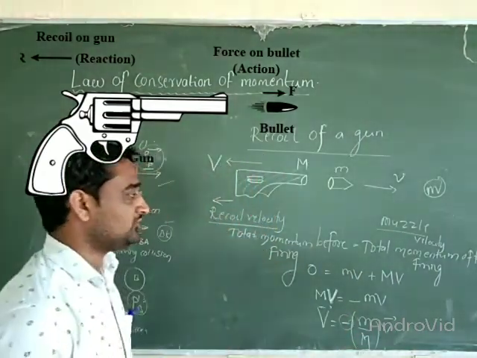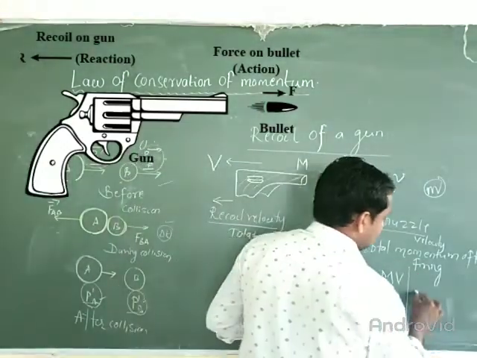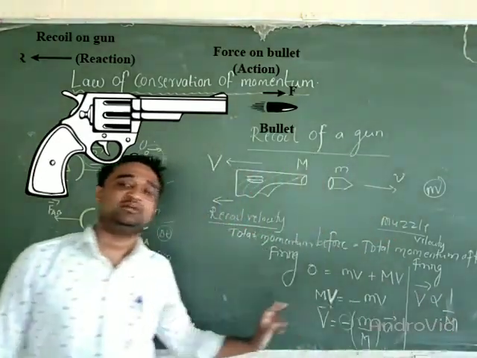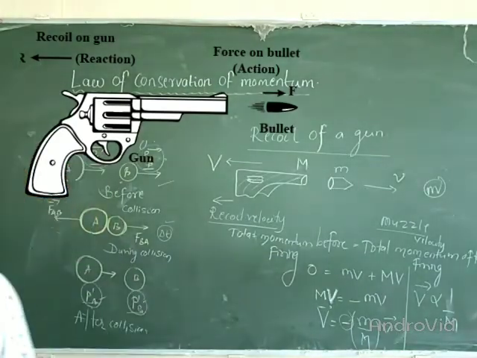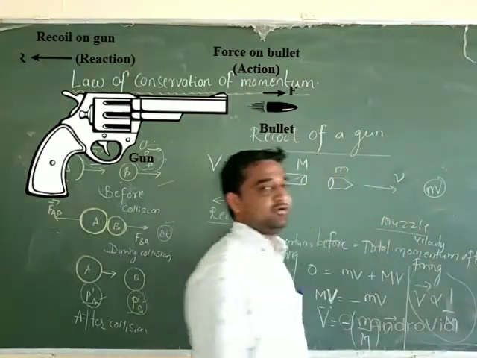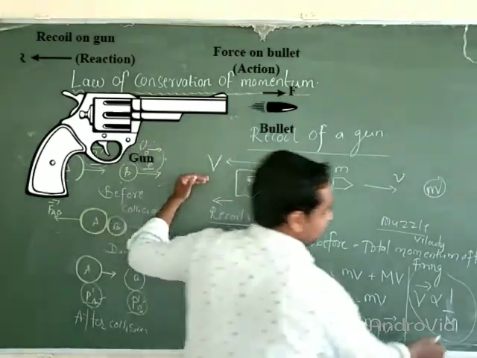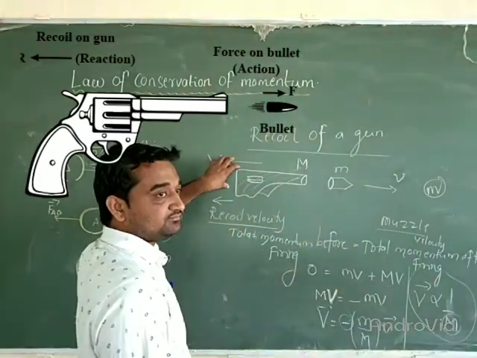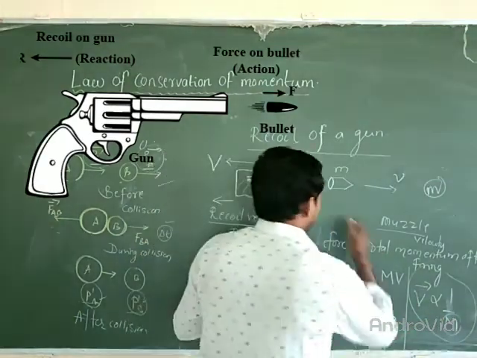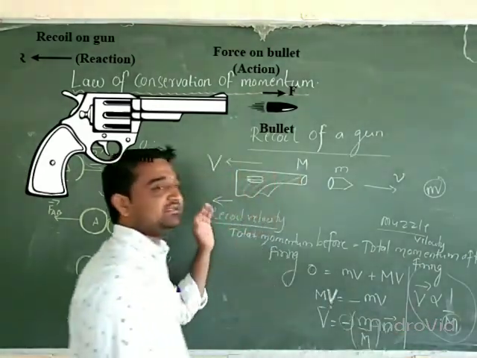But what point we have to see here: the recoil velocity of the gun is inversely proportional to the mass of the gun, right? Why is this very important? Inverse relation means if one increases, the other decreases. Now if the mass of the gun increases, the recoil velocity of the gun decreases.